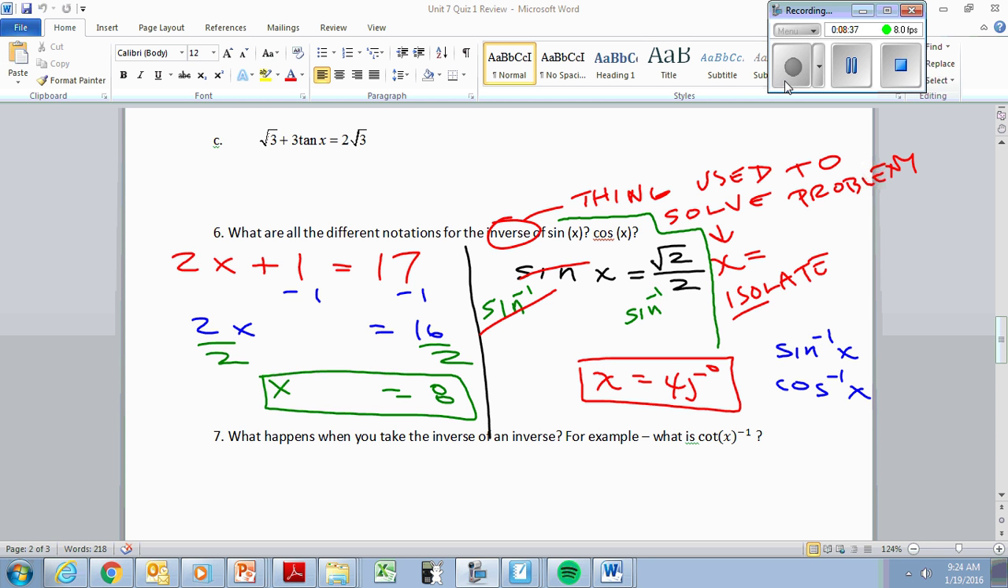Or if you want to write the word version is arc, A-R-C, sine, and arc cosine. Those are the two ways you write the opposite, also known as the inverse.